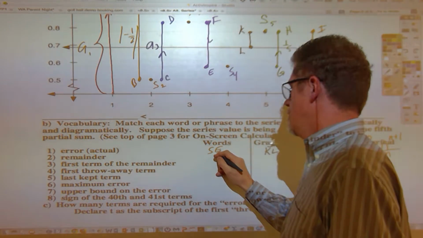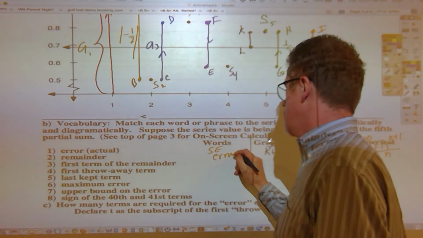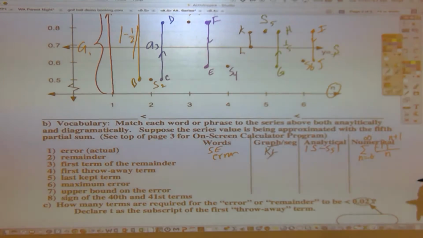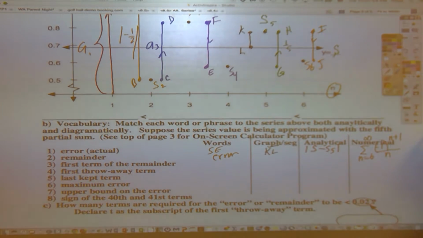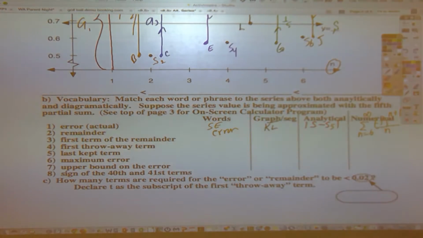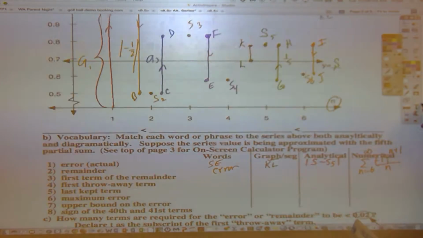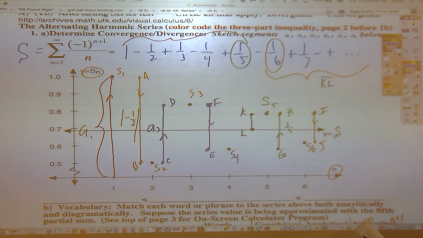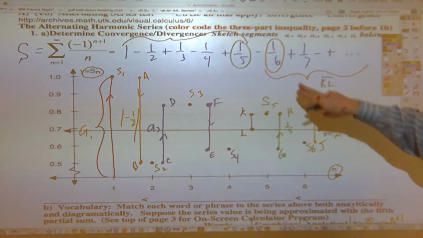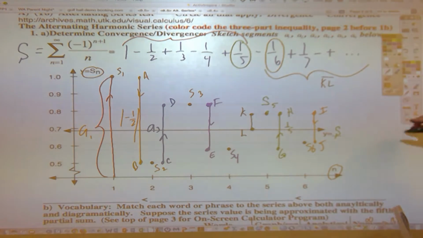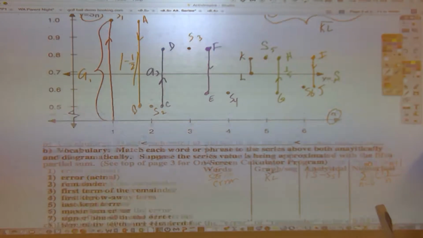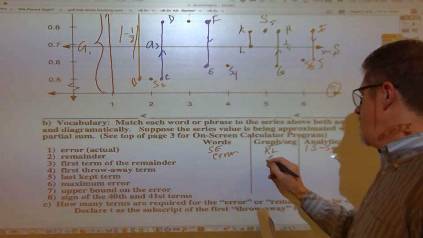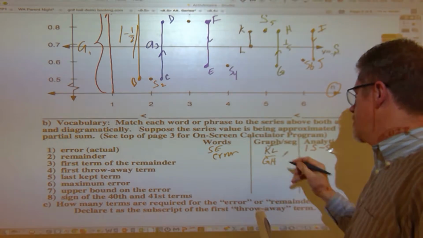So in words, we call it the error. It's the same all the way across. The remainder and the error are synonyms. You're just responsible. Sometimes I'll ask you for the remainder, sometimes I'll ask you for the actual error. The first term of the remainder. So we have actually a line segment that lines up the first term of the remainder. It takes us from S5, so that was segment HG, so segment GH. So the first term of the remainder is segment GH.